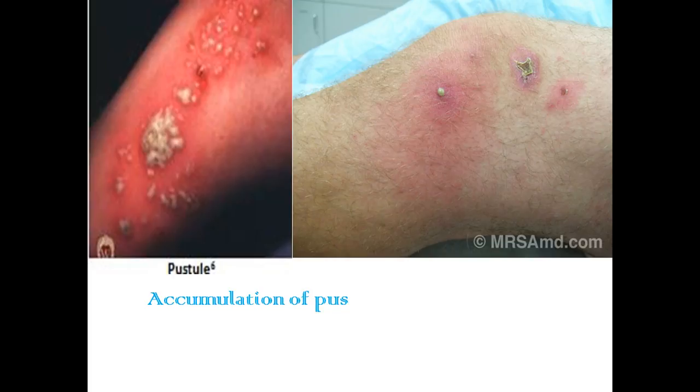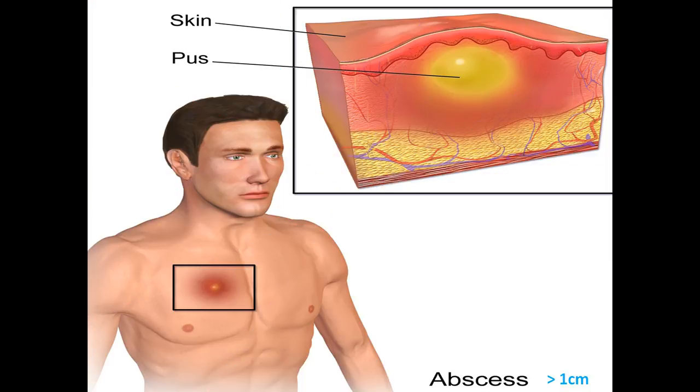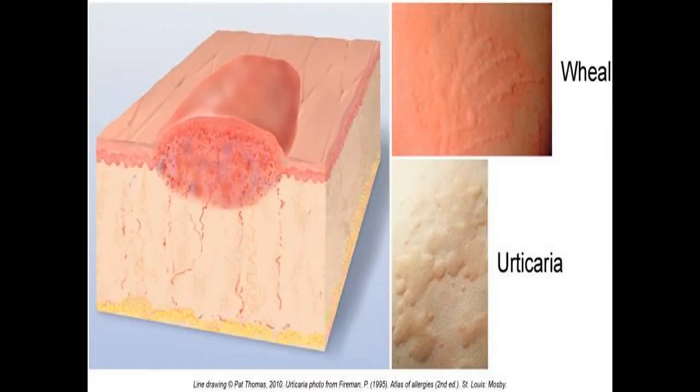We have pustule, accumulation of pus, that is infected fluid. It's called pus. If it is accumulated in a sac less than 1 centimeter, it's called pustule. If it is more than 1 centimeter, it's called abscess. Wheal is a characteristic area of edema, vasodilatation, that characterizes a patient with urticaria. It will take many hours to resolve.